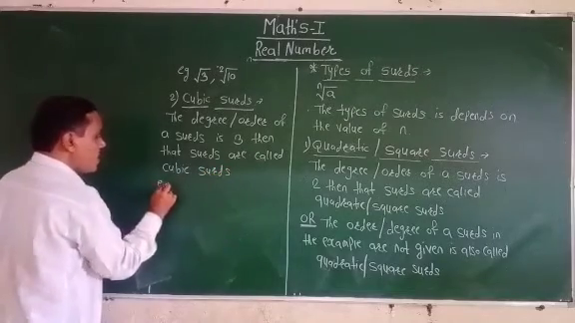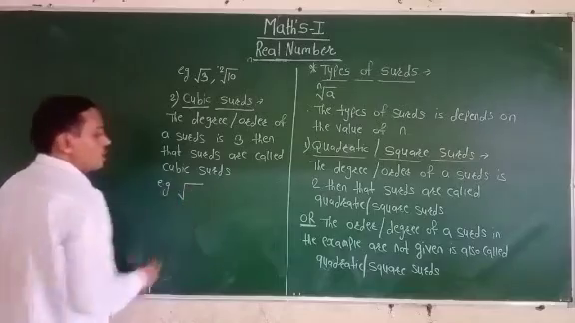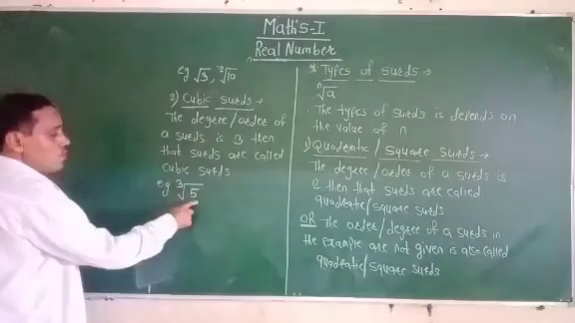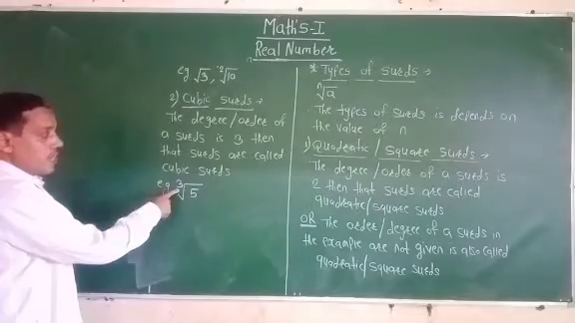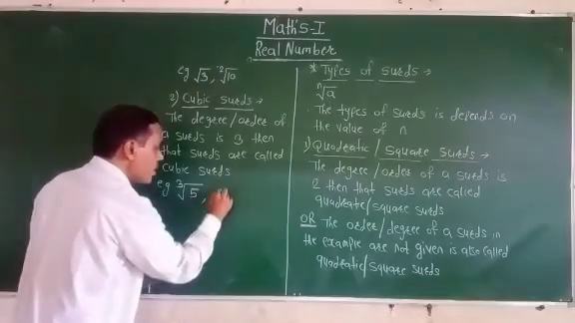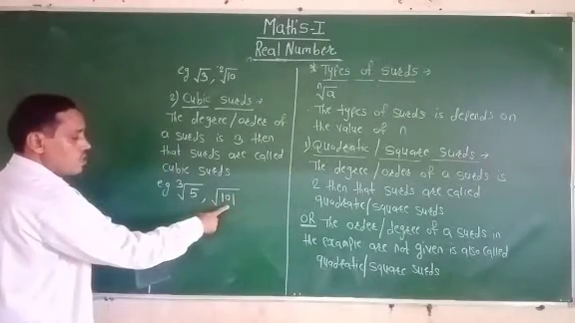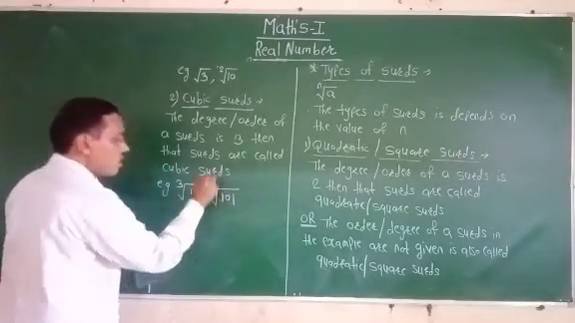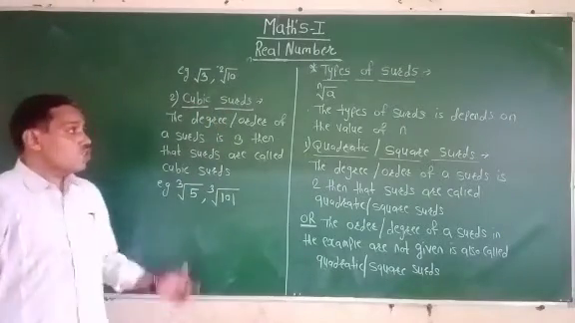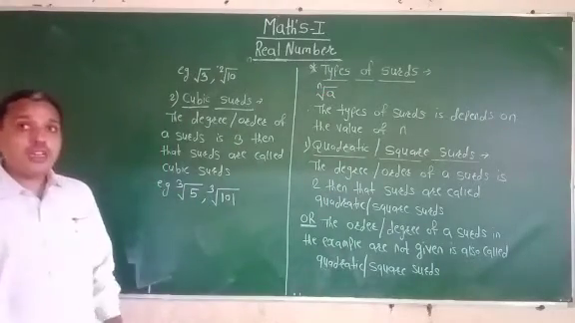Let's look at different examples. In these examples, the order 3 is given. The cube root of 4, with order 3, is called a cubic surd. Another example: the cube root of 101, with order 3, is called a cubic surd. So in this way, we can find the two types of surds.